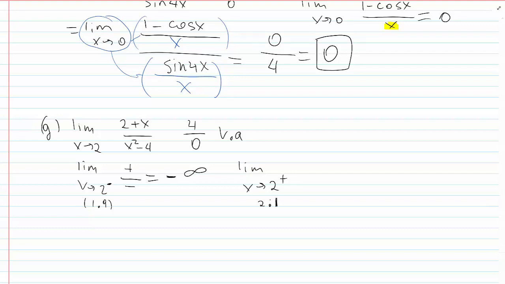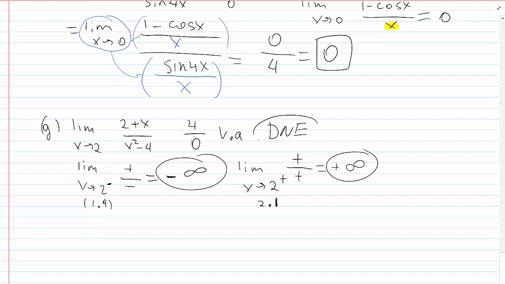And on the other side, when you're approaching from the right side, you have a number like 2.1. Substituted in the numerator, 2.1 will be 4.1, which is positive, and the denominator will now be higher than 4, so it will also be positive. So the result will be positive infinity. Here it's positive, here it's negative, it's not the same, so the limit does not exist going from both sides, but each individual one-sided limit does exist. One is positive infinity, and the other one is negative infinity. So that is fine.